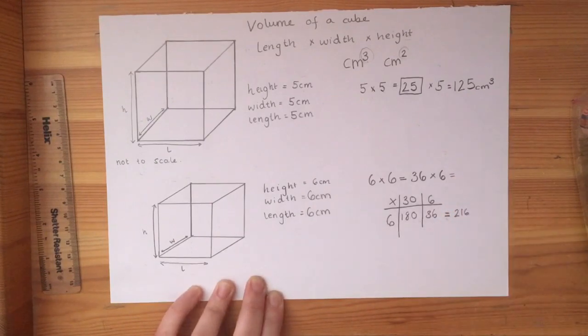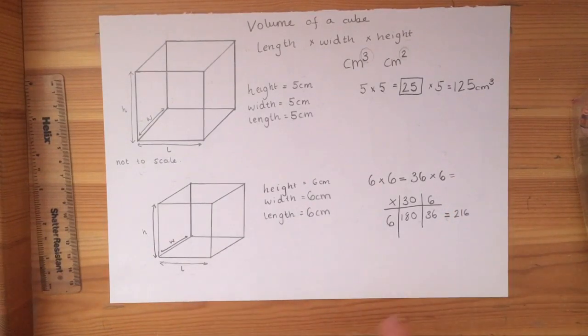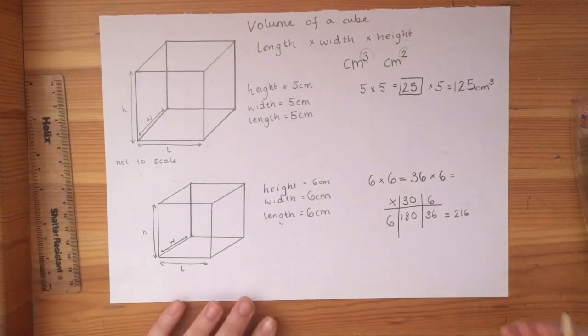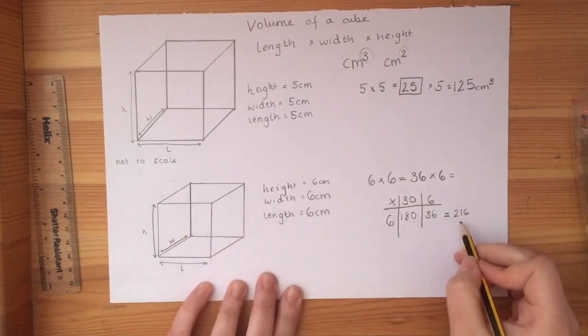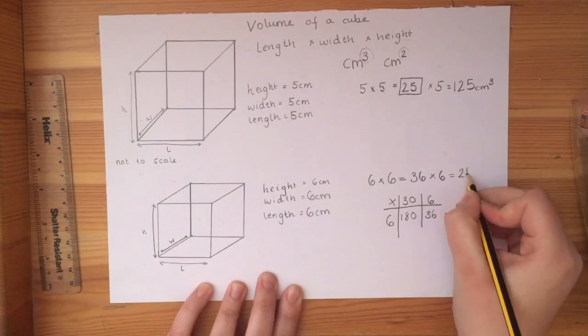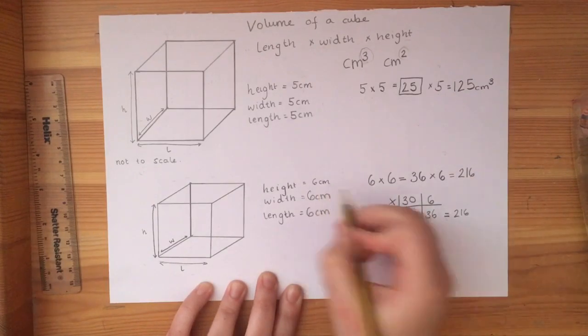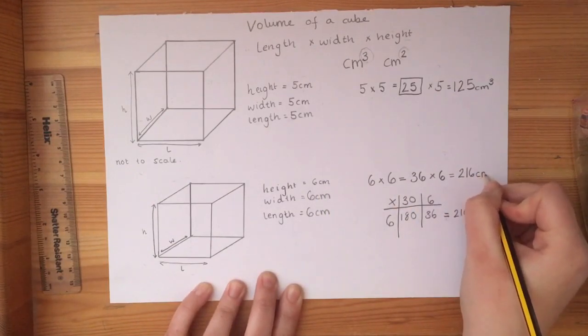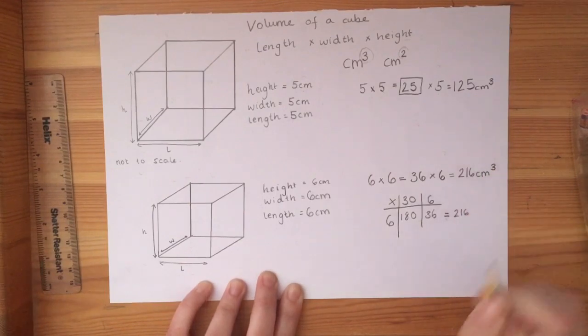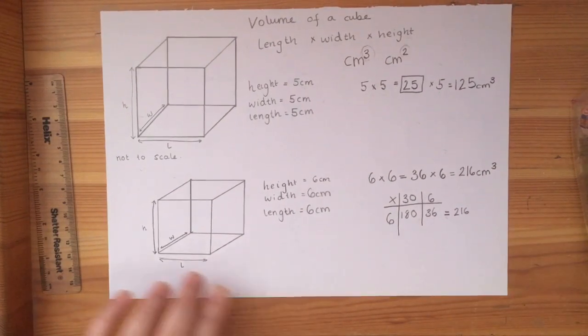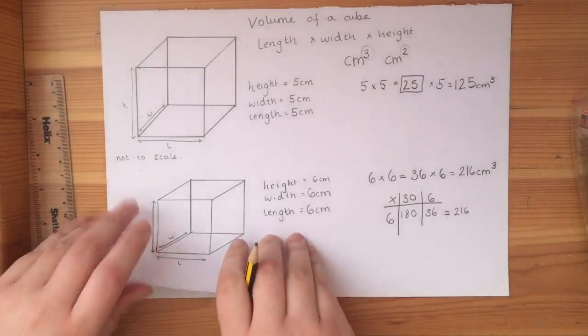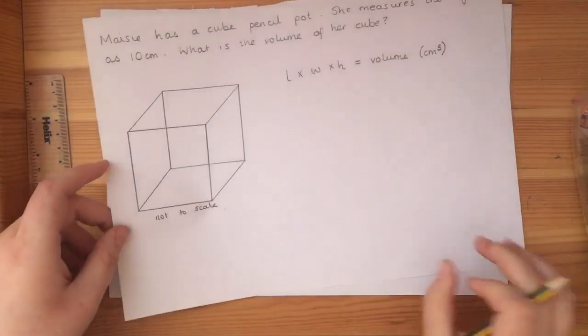So that's how I always work out the answers like this, especially if I don't have a calculator to hand. So I know that the volume of this shape is 216. I've been working in centimetres, so it's going to be centimetres cubed. Okay, so I have a question for you on the back.